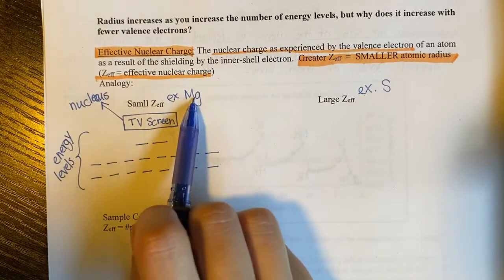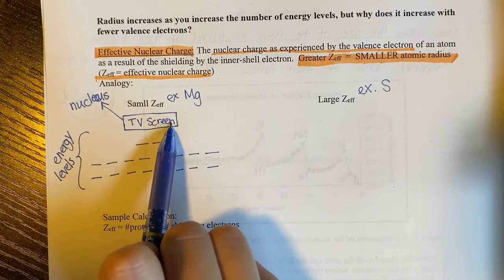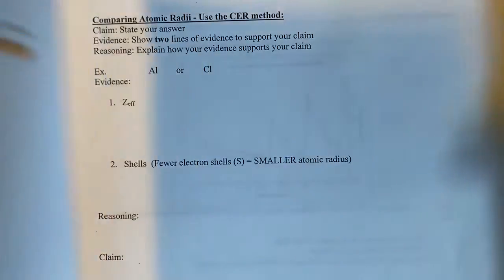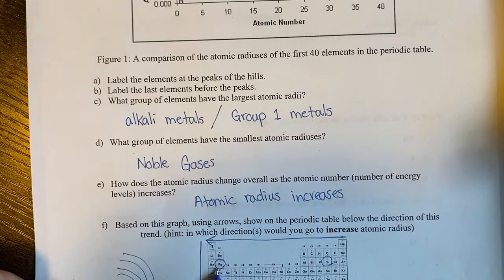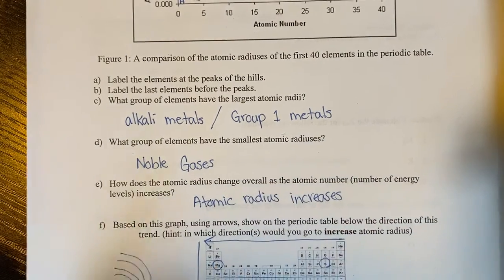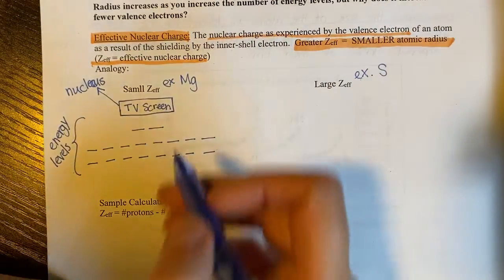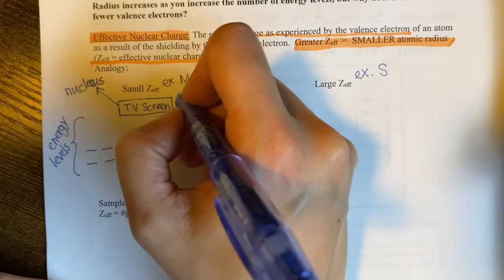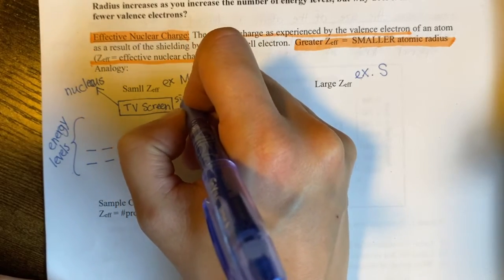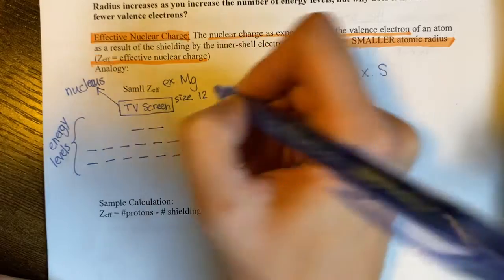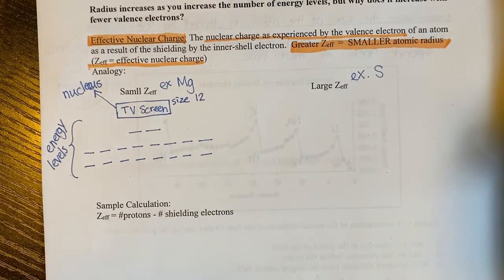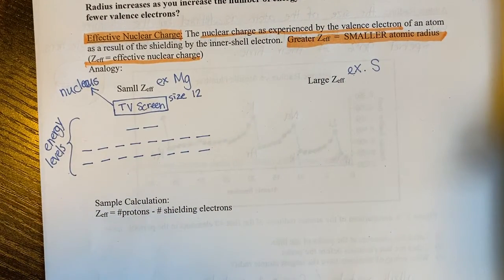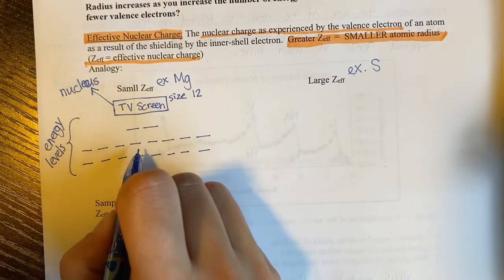Now, for the element magnesium, if we refer back to our periodic table here, it is number 12, which means that it has 12 protons. So the screen will be size 12. We'll go with that. We also have 12 electrons.